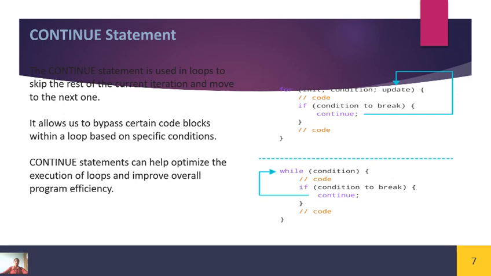Continue statement. The continue statement is used in loops to skip the rest of the current iteration and move to the next one. It allows us to bypass certain code blocks within a loop based on specific conditions. Continue statements can help optimize the execution of loops and improve overall program efficiency. So we can see how we use the continue statement in the image.